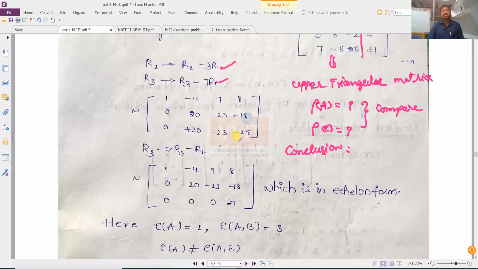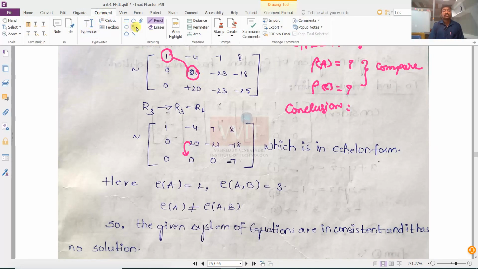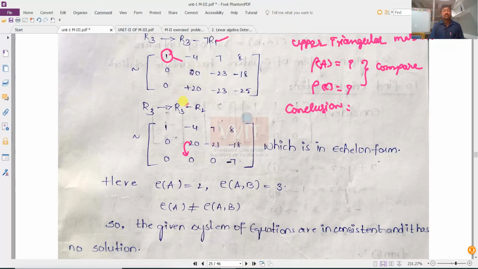On simplification, I may get this. So elements below the first principal diagonal are 0. Next, I need to jump from first to second column. Again, the same scheme: upper triangular matrix means elements below the principal diagonal must be 0. So this is supposed to be 0. Both are plus 20 only, so if I subtract directly, R3 minus R2, we will get all 0 and this is minus 7.